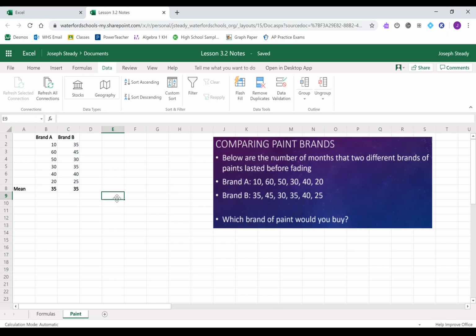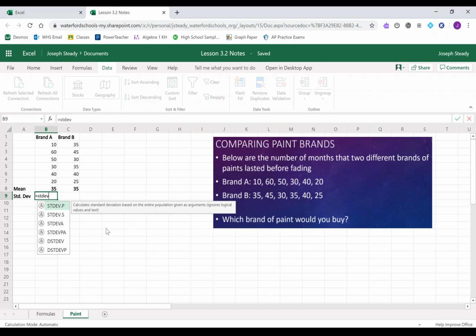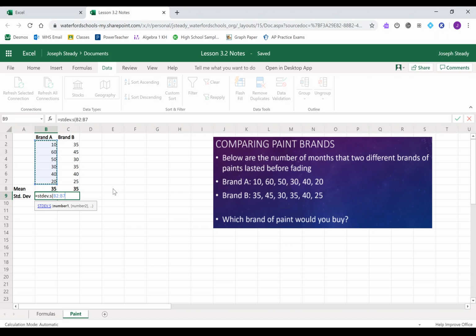So since they both last on average the same amount of time, this is one of the places where something like our standard deviation can be helpful, because this will help us know which one is more consistent, which one has less variation in its measurements. So I'll go ahead and calculate that using the formulas that we talked about in the last video. Equals stdev dot s, this is a sample of the paints. And I'm going to highlight that data. I'm not highlighting the mean, you'll notice, just the raw data. And again, I can drag that formula over to copy it to the next one.